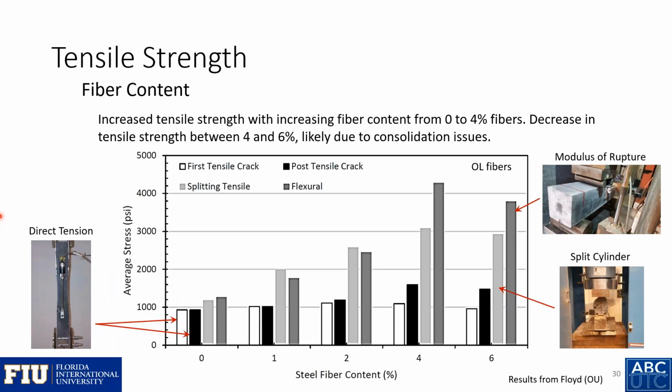So here are some results from the University of Oklahoma again. They looked at different fiber percentages from 0 to 6% with three different ways of finding the tensile strength. They found that an increased tensile strength occurred when they increased from 0 to 4% fibers. And then they saw a decrease in strength when they went to 6%, likely because of consolidation issues.